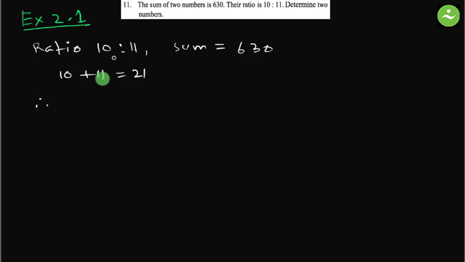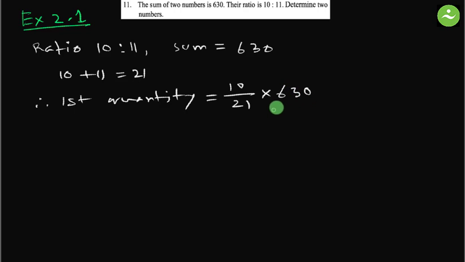Therefore, the first quantity equals 10 by 21 multiply total amount or the sum. Simplify, divide by 21, 30 and 1 equals 300. So first quantity is 300.